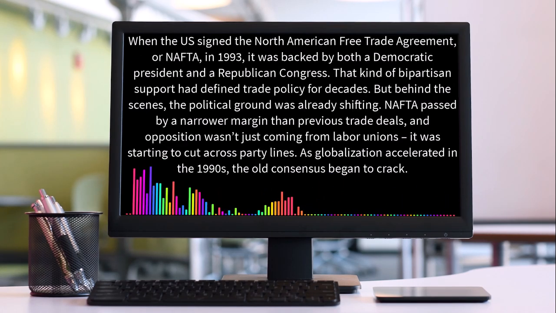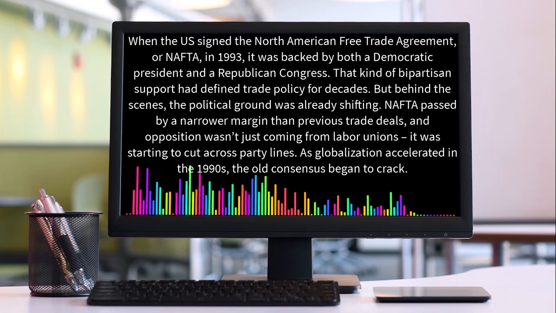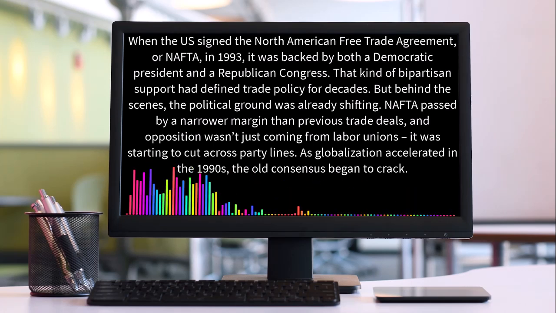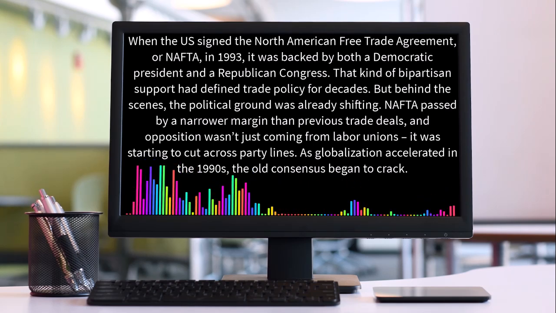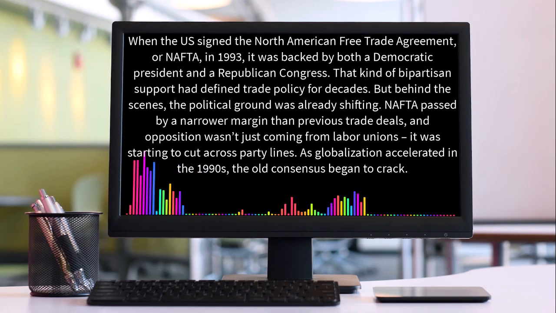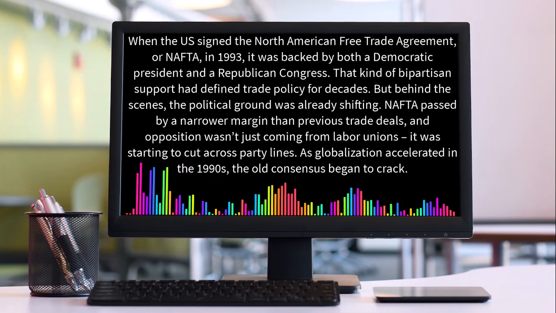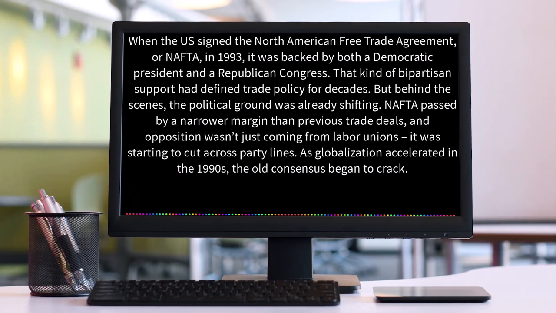Trade became a lightning rod in modern American politics. When the U.S. signed the North American Free Trade Agreement, or NAFTA, in 1993, it was backed by both a Democratic president and a Republican Congress. That kind of bipartisan support had defined trade policy for decades. But behind the scenes, the political ground was already shifting. NAFTA passed by a narrower margin than previous trade deals, and opposition wasn't just coming from labor unions, it was starting to cut across party lines.